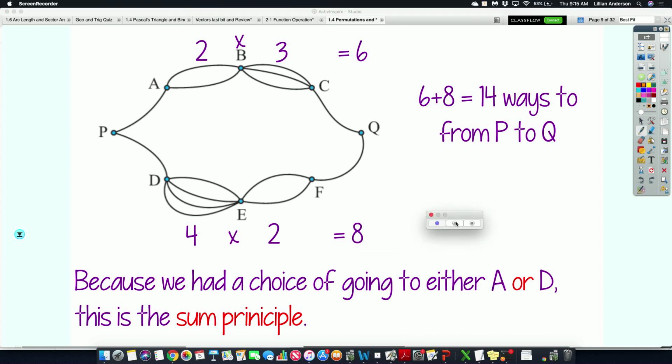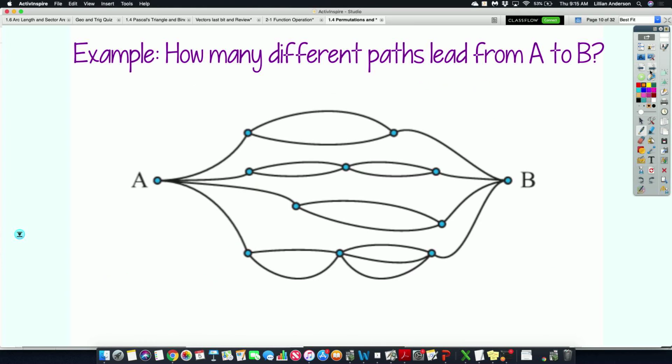Okay, so using that logic, let's take a look at a different type of map. How many different paths lead from A to B? I want you guys to figure this out. How many different paths lead from A to B? It is 14. Yes. Following the same logic, all of these are one route to get to that next node. But if I go up, I have 2, and then 1.